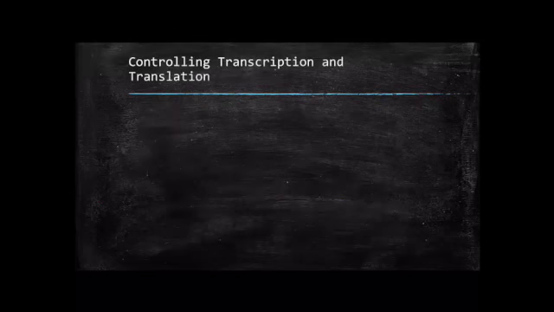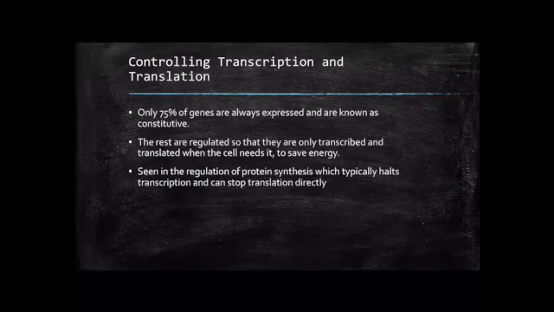So both of these processes are ongoing, and since they're ongoing, they need to be controlled. Only about 75% of genes are expressed at full times, and these are known as constitutive genes. The rest are regulated so that they are only transcribed and translated when the cell actually needs them, to save energy. The cell does not want to be transcribing and translating genes that it does not need because it already has them or they're not needed at that time. That would be such a waste of time, energy, and resources. This regulation can be seen in the regulation of protein synthesis, which typically halts transcription and can stop translation directly.